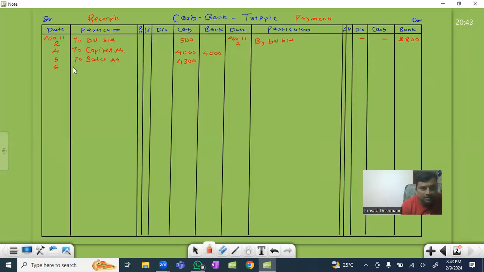Date 6, to Ankur. Now why am I not writing a purpose over here? Because there's no purpose given, just the person's name, so I'm writing the person's name. And we allowed him a 250 rupees discount, and this amount I'm writing in the bank column because with no further info we assumed it was deposited on the same day. Correct? Next.